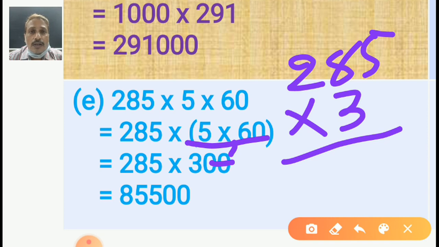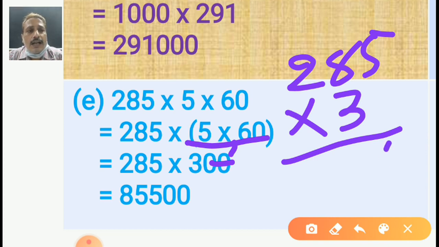Tick tick 1, tick tick 2, tick tick 3, tick tick 4, tick tick 5, tick tick 6. Stop. See students, I am giving a particular time to complete it because it gives a good practice to find out the correct answer in speed.